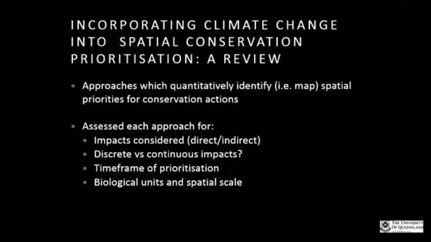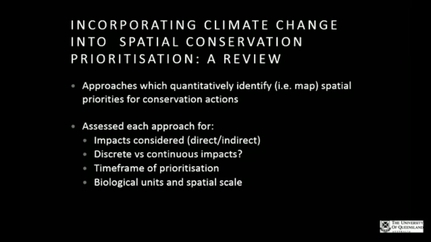I also assessed whether they considered discrete or continuous impacts. Continuous impacts are the slow, gradual changes that you normally associate with climate change, things like ocean acidification and sea level rise. And discrete impacts are one-off extreme events, like droughts, cyclones, and coral bleaching. I also looked at the time frame of prioritisation.